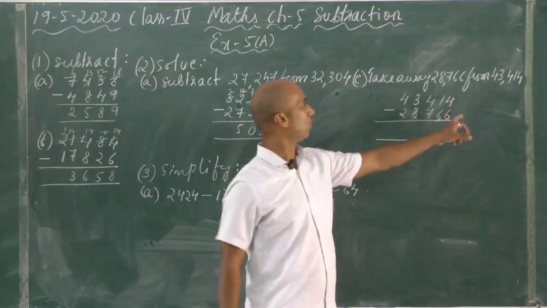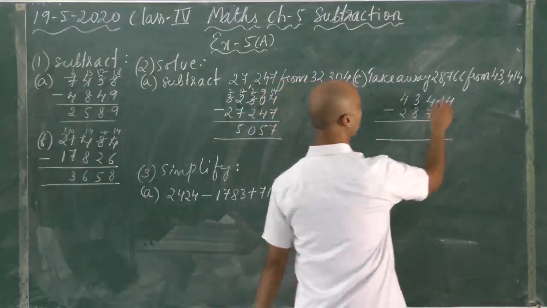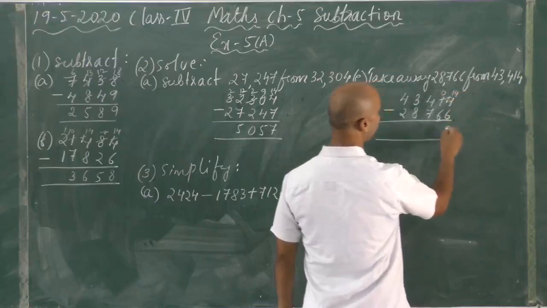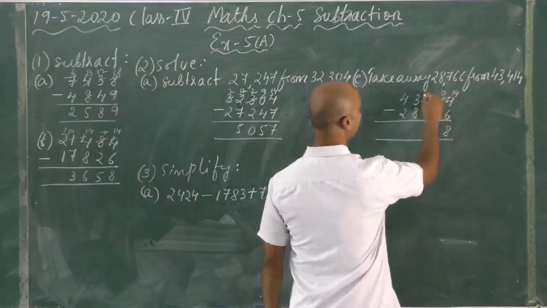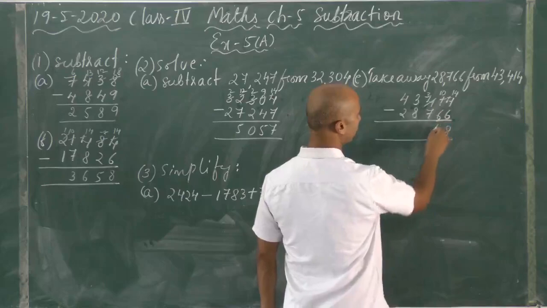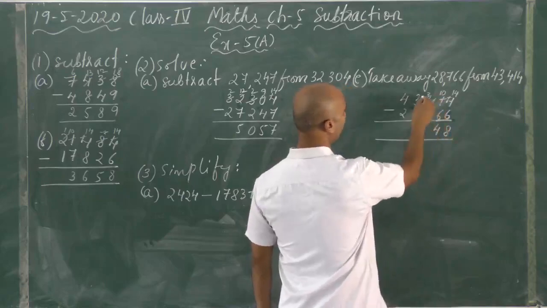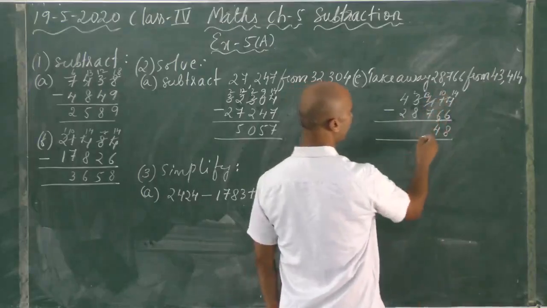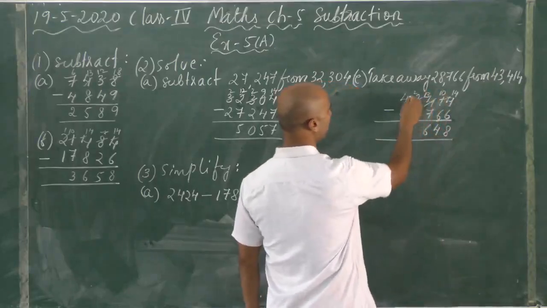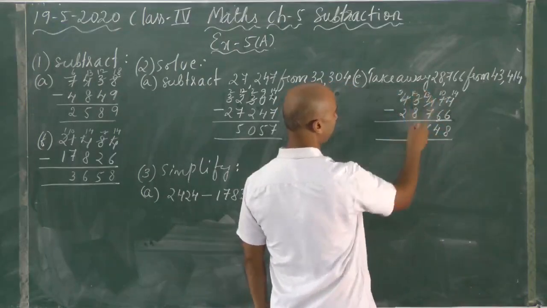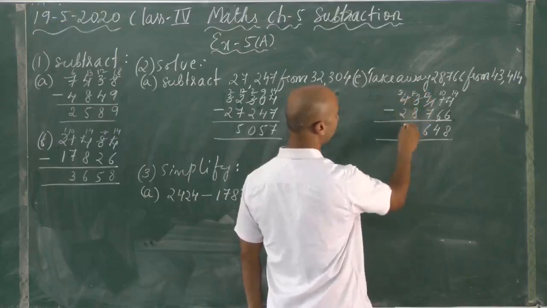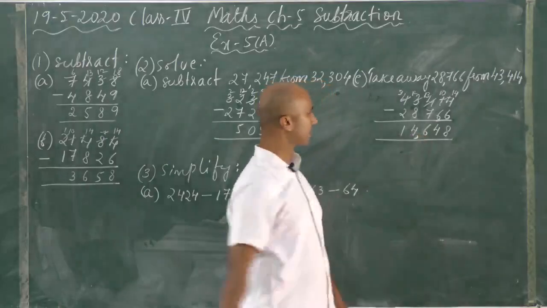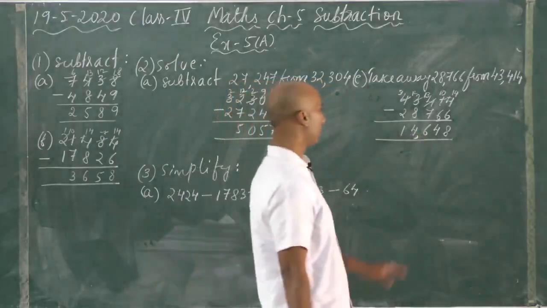Okay, so from 4 you cannot subtract 6, so you will borrow. So it will become 0, 14. From 14, 6, 8. From 0 you cannot borrow, 3 will be 10. From 10, 6, 4. From 3 you cannot, so borrow again, 12. This will become 13. From 13, 7, 6. This is 2, you will borrow 3, 12. From 12, 8, 4. From 3 to 1. So 14,648 will be the answer.